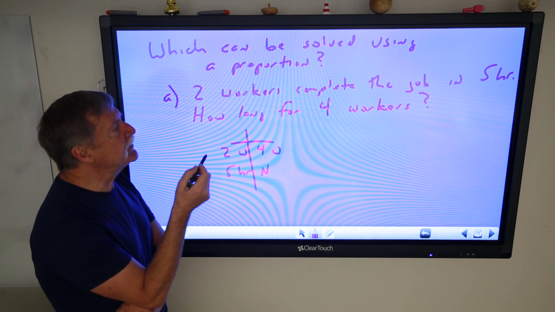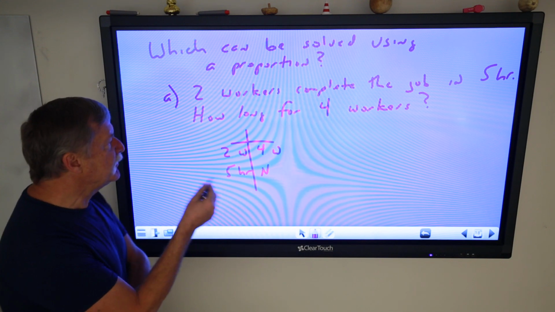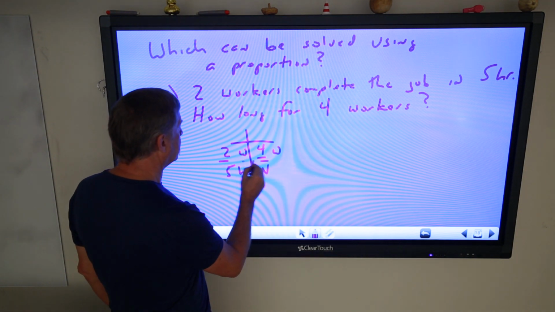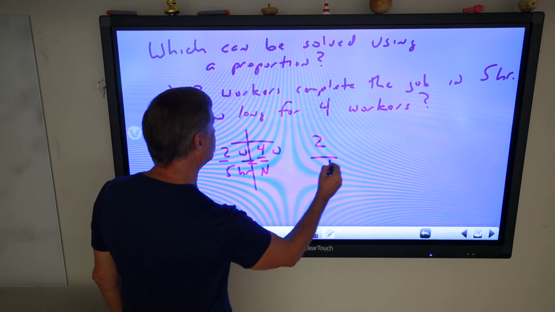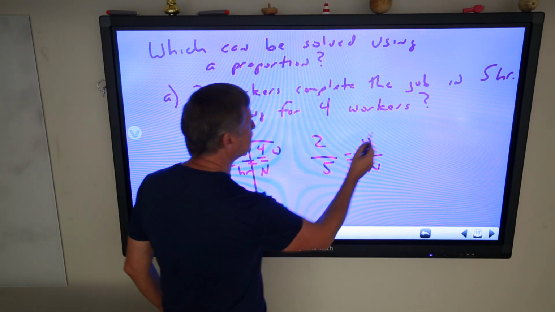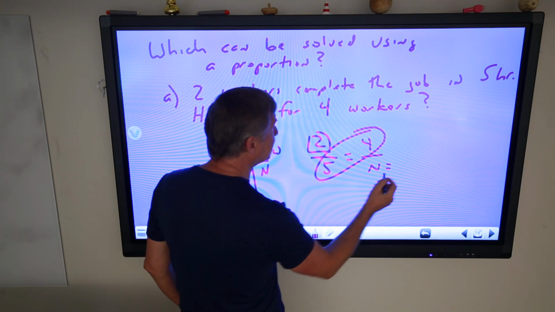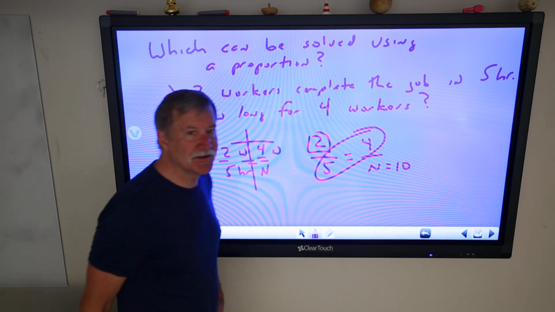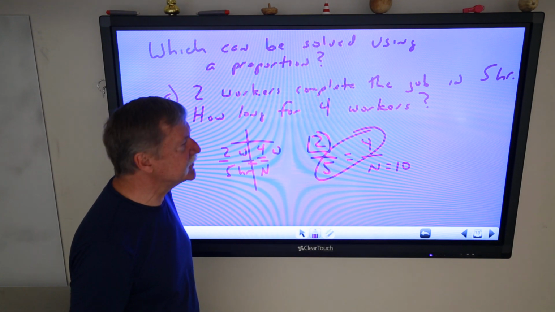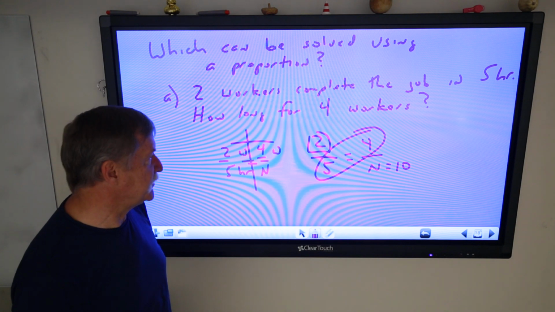Right? You would think that if you increase the number of workers, the amount of time is going to go down. But if you treat this as a proportion, you see that you would have 2 over 5 equals 4 over something. Oh, okay, so that's 20 divided by 2. So the amount of time is not 5 hours anymore. Now it's going to take twice as long, 10 hours. For twice as many people? I don't think so. This tells you that this is not a proportional relationship.